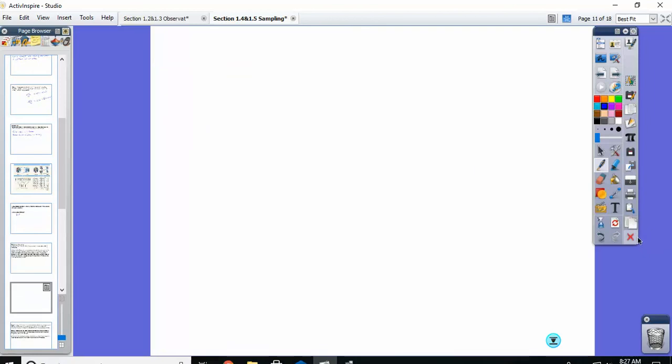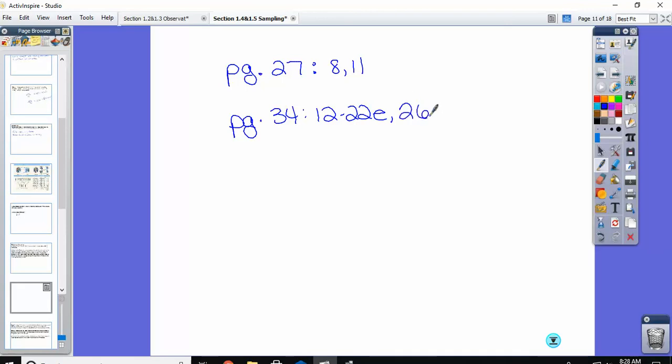Okay, that is the end of section 4. So that is our stopping point for now. Your homework: page 27, going to do 8 and 11, and on page 34, 12 through 22 even, 26, and 28A.